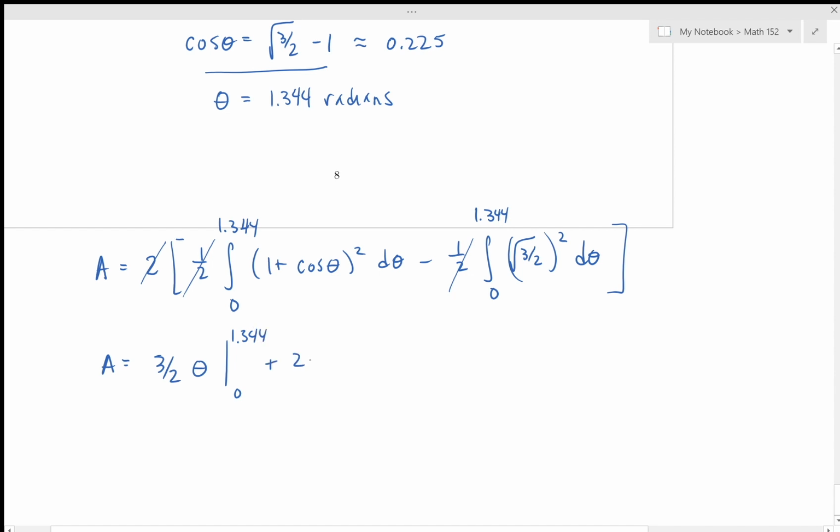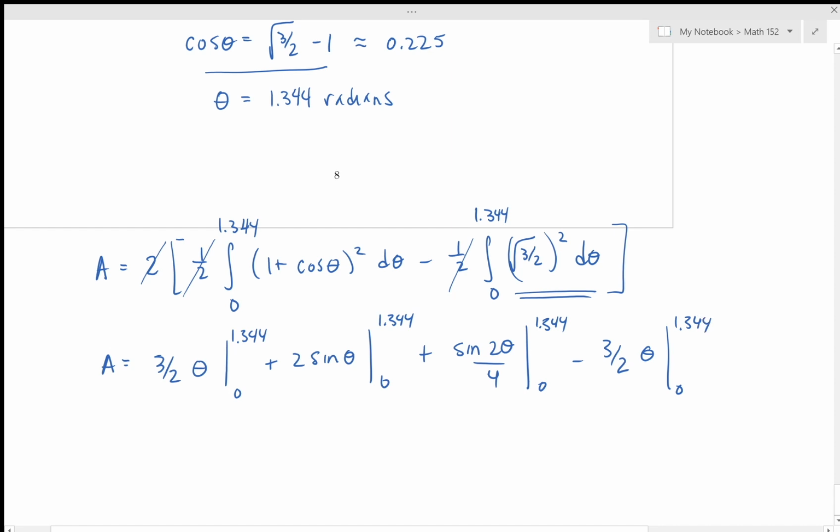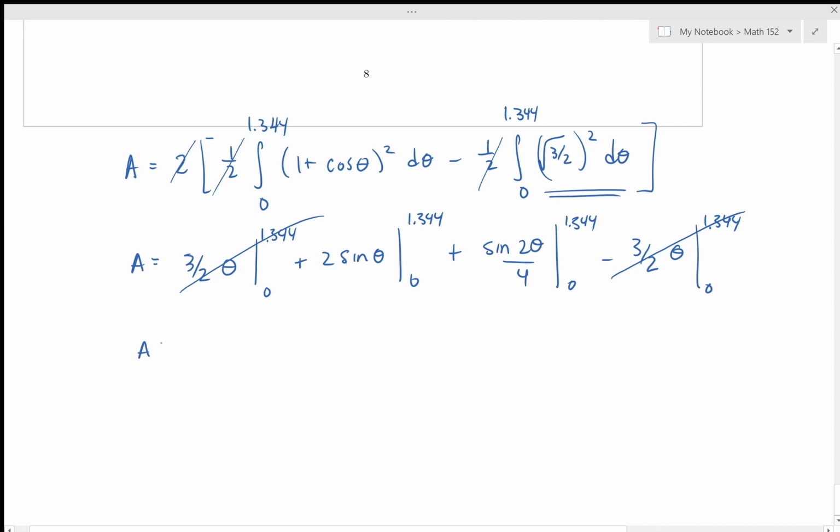So this is going to then be 2 sine theta, from 0 to 1.344, plus sine 2 theta over 4. I use that same trig identity. So this is replicating the calculation from before. And then I'm subtracting 3/2 theta, which is this integral here, from 0 to 1.344. Okay, nice cancellation there. That leaves me with the area, after evaluating with the arithmetic here, of 2.0581.